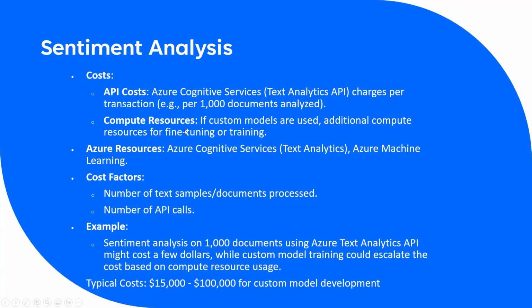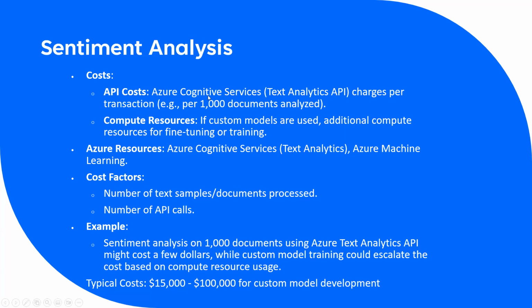And the next activity in this is the sentiment analysis. If you remember, we discussed this in the beginning of the presentation in the flowchart. Sentiment analysis is part of the model gauging activity. So costs involved here are mainly based on the API costs and the compute resources.